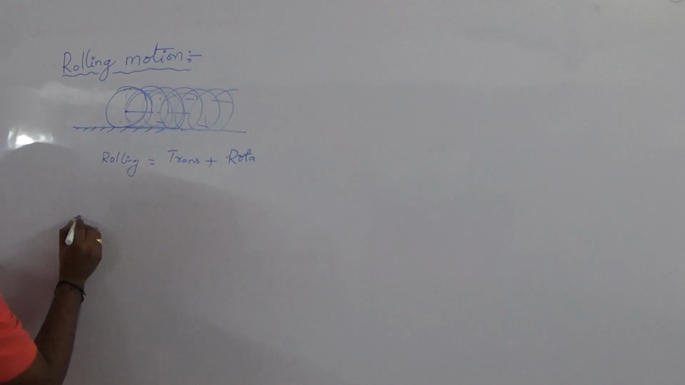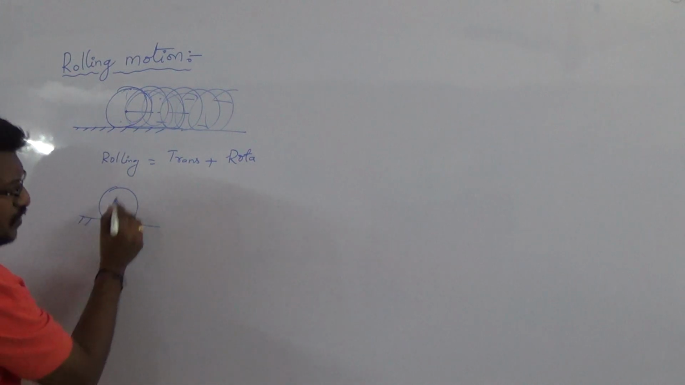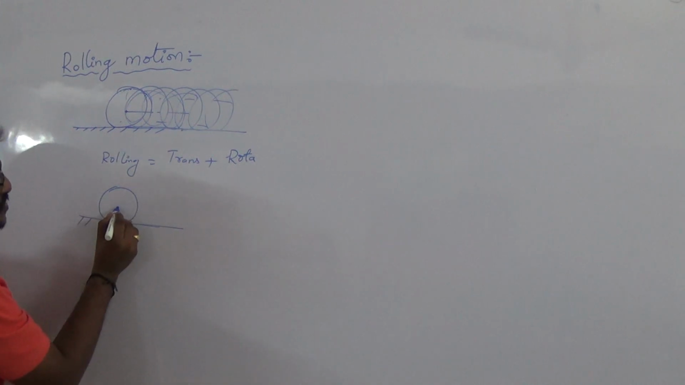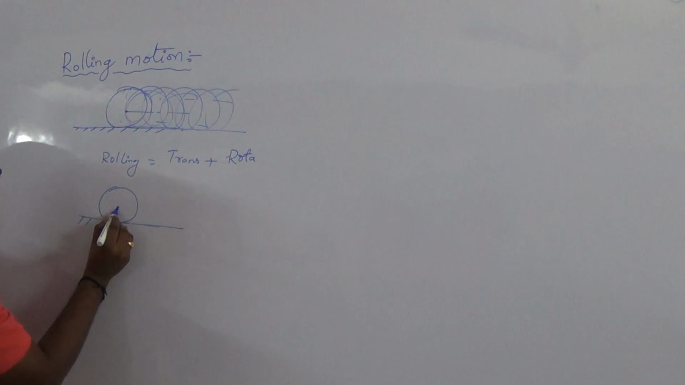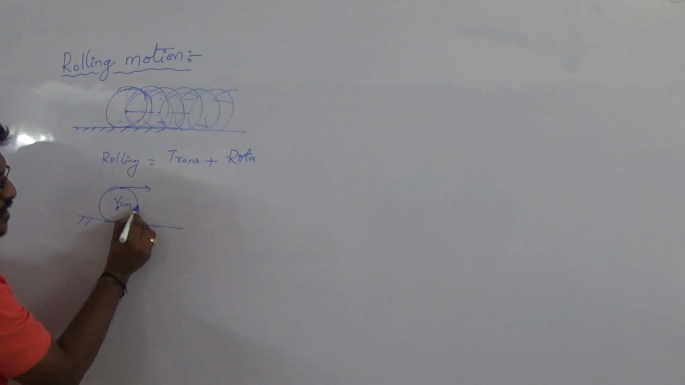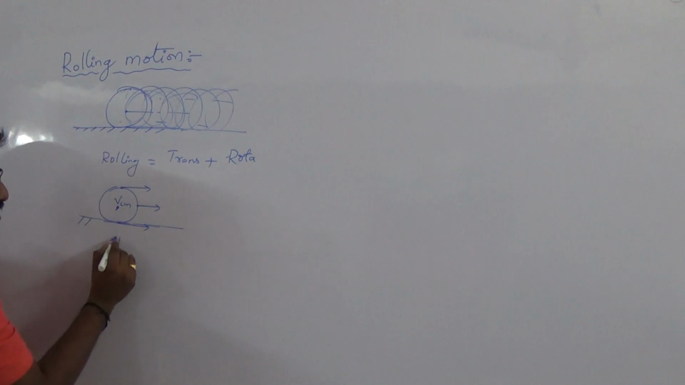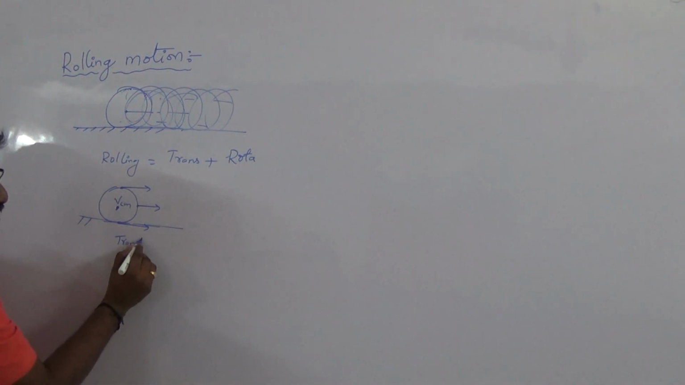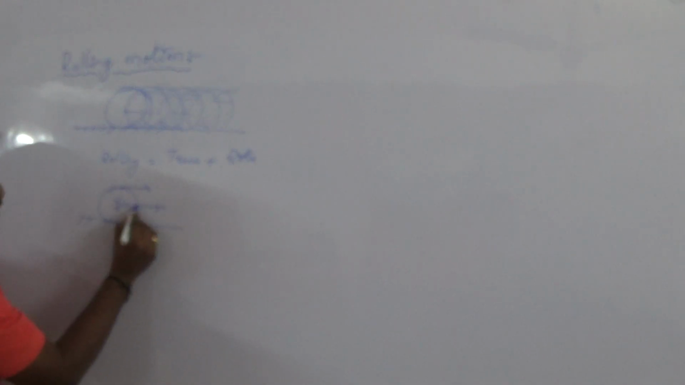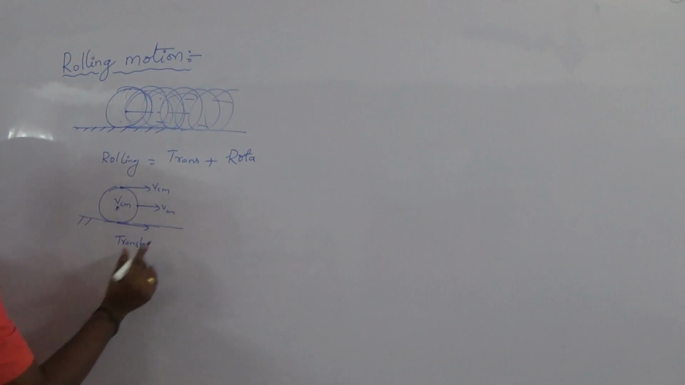For example, take a body that is in rolling motion. I am saying this is the center of mass of this body, so I am taking its velocity as VCM. Here also the body has a velocity, this particle also has a velocity, and this particle also has some velocity. Now this is translatory motion only. The velocity of this particle is VCM, and here also the velocity of this particle is VCM.